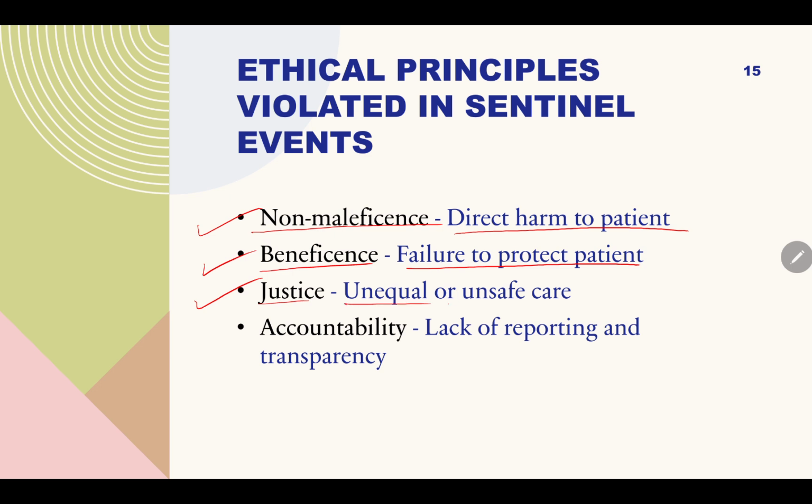Justice. So unequal or unsafe care to the patient, and accountability, that is lack of reporting and transparency. Justice, that is unequal and unsafe care. So you know what happens if you don't have enough money to pay to the hospitals. It is not everywhere, but in some place or the other it has been inside the system of the hospital, and that is injustice to the patient. Accountability, so lack of reporting, that is not reporting on time or transparency, etc. That comes under accountability.